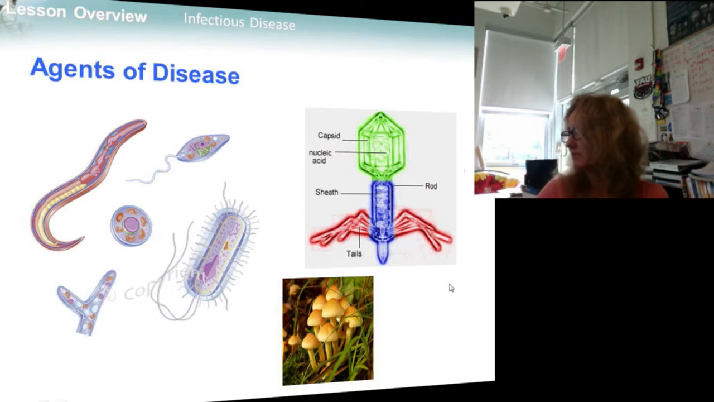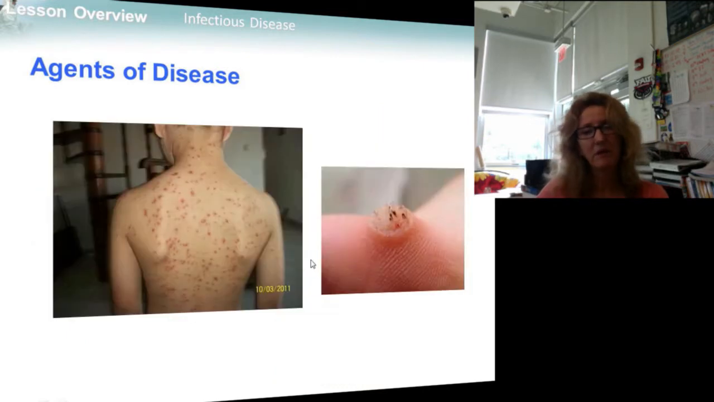Viruses, as we remember, are non-living particles that replicate by inserting their genetic material into a host cell and taking over the host cell's functions. Viruses cause the common cold, influenza, chicken pox, as you can see here, and also warts.